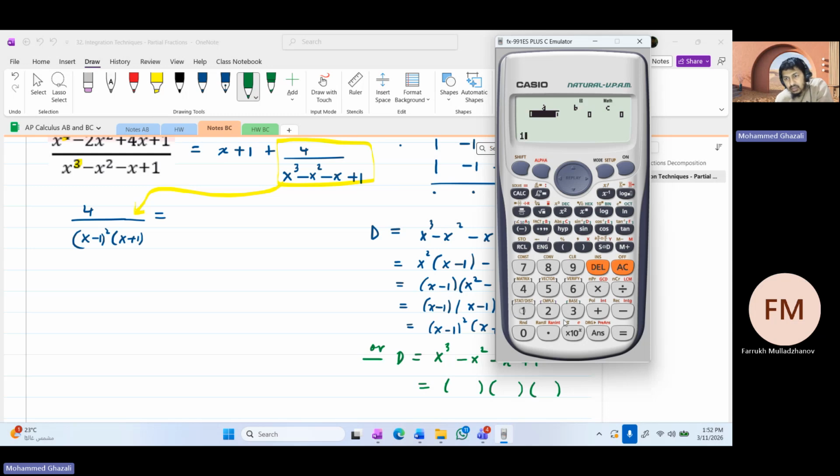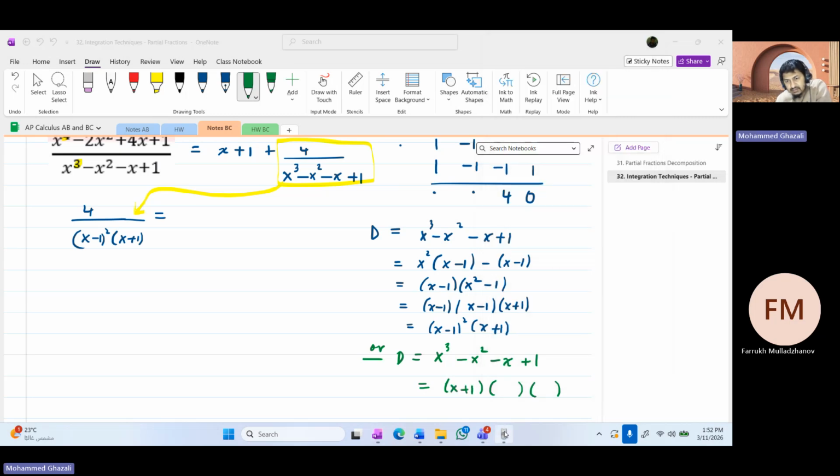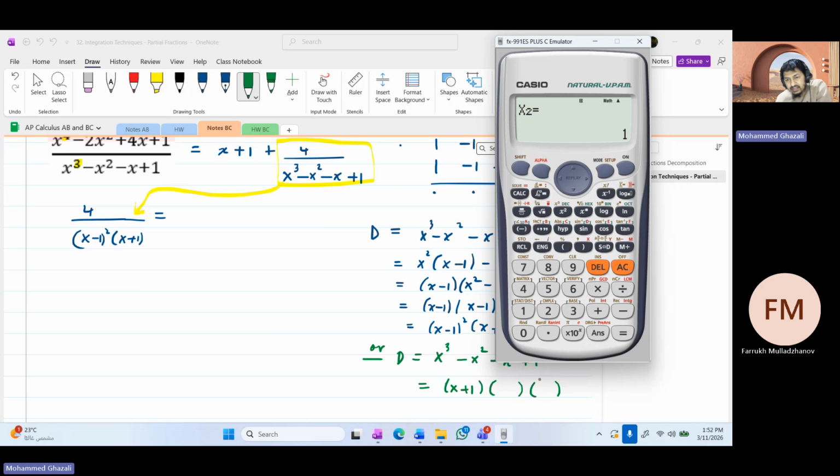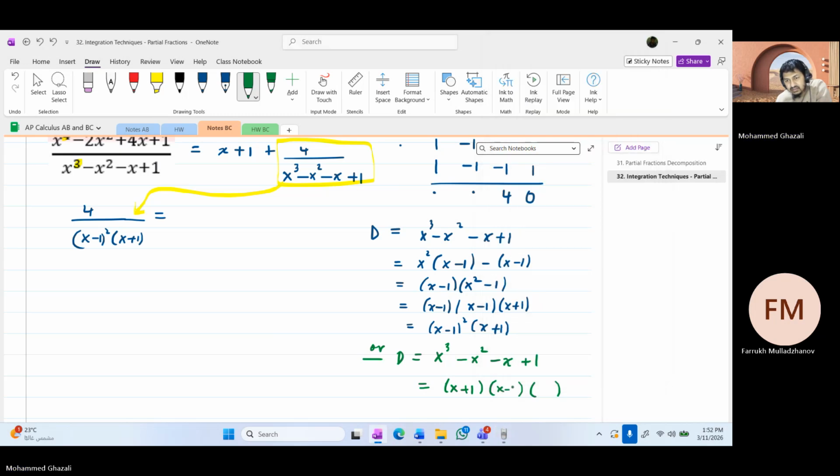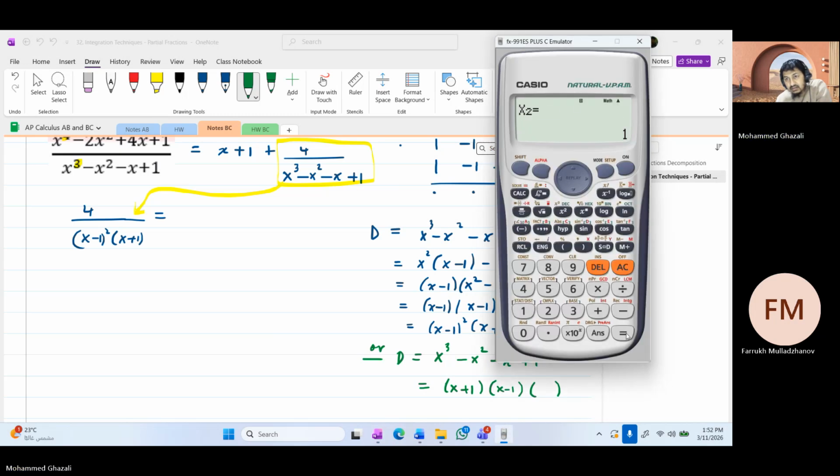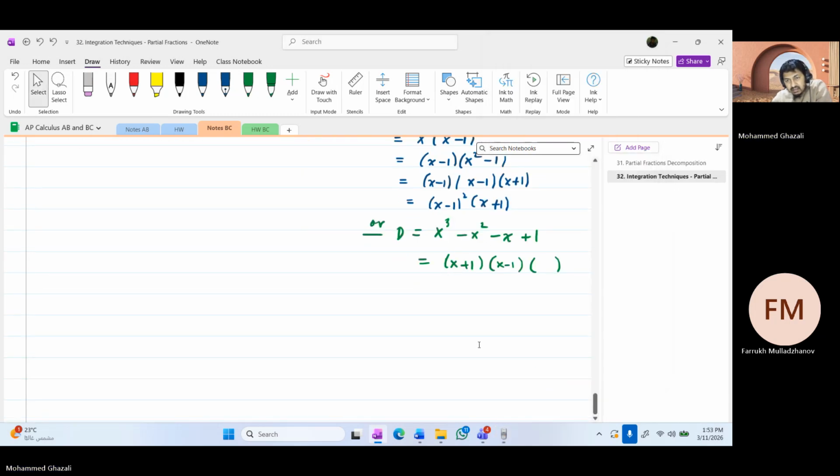So you enter 1, minus 1, minus 1, and 1. I'm getting x1, which is minus 1. So that becomes x plus 1. And then I'm getting x2, which is minus 1. And then I only had 2 answers. But remember, you got 2 factors.